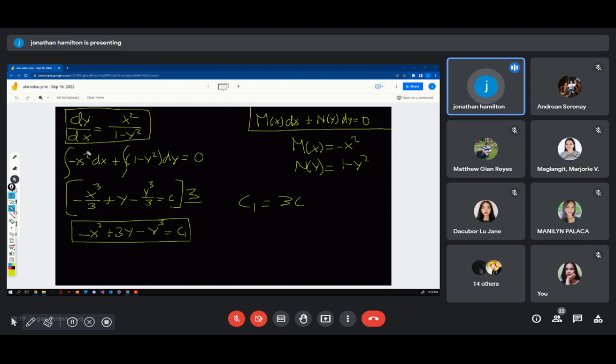Let's just review the integration. When we integrate x squared, we get x cubed over 3. When we integrate dy, what's left is y. And when we integrate y squared, we're left with y cubed over 3.